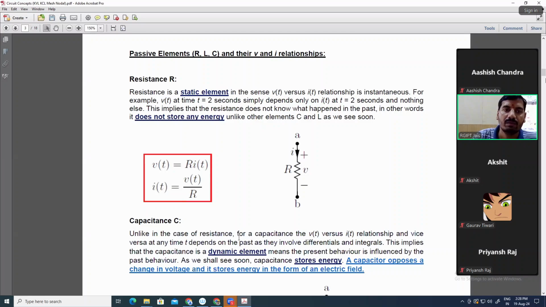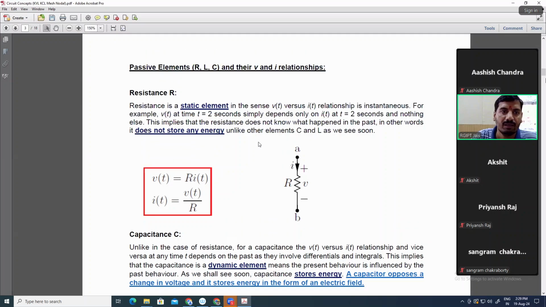Next, we will discuss passive elements and the voltage and current relationship. In a resistor, this is the symbol of a resistor where the current flowing is I. So the voltage across the resistor will be V. The voltage across the resistor is resistance multiplied by current, or in other words, we can write i(t) is equal to v(t) upon R. So there is a linear relationship between voltage and current.